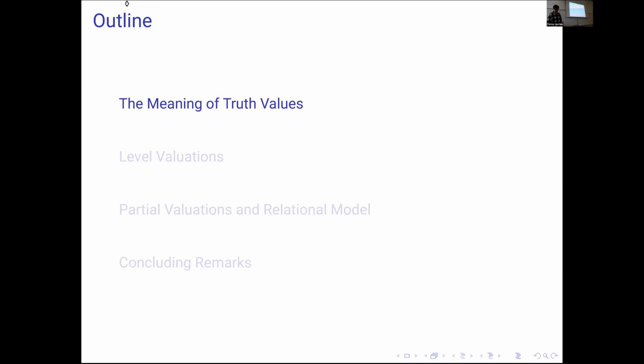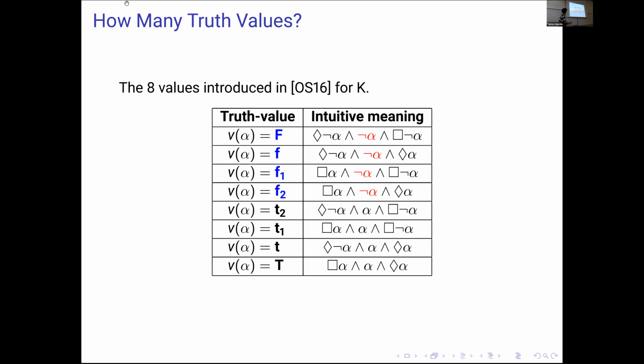So let me start with the truth values. Omori and Sano propose an 8-value semantics, level semantics, for the logic K. So we have 4 F values and 4 T values. And what we do is classify those values. If you look at the red part here, in all the F values, not alpha is the case, right? So those are the F values, something is not the case. But dually, we have 4 T values in which alpha is the case.